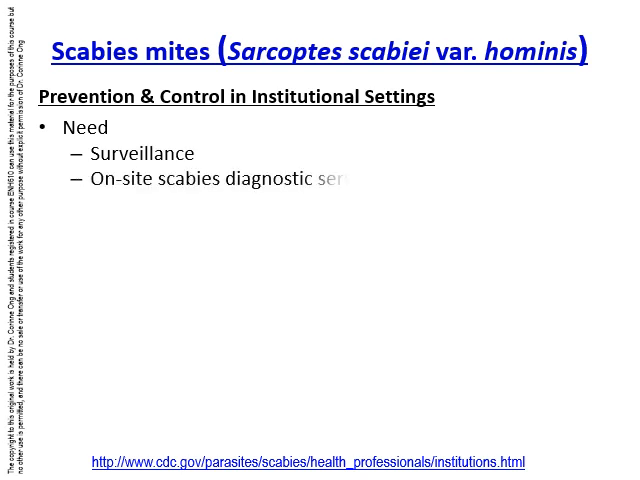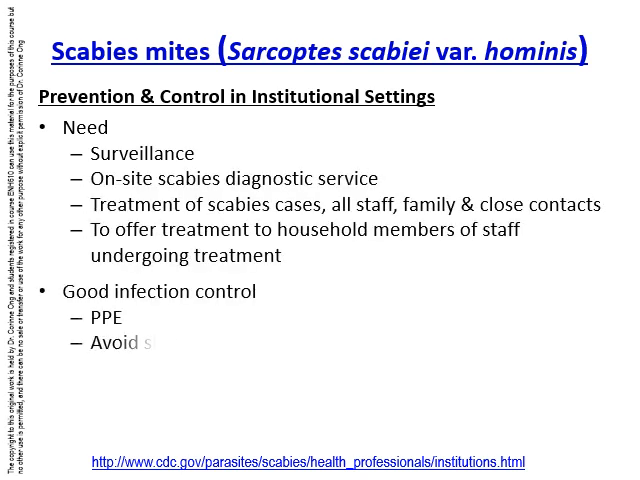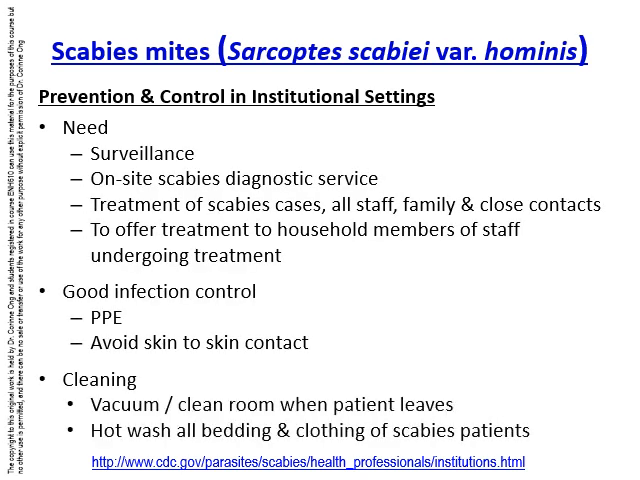When a scabies outbreak occurs in an institutional setting, several control measures need to be in place. This includes surveillance for new cases, provision of on-site diagnostic services, treatment of all cases, especially staff, their family, and close contacts. Infection control has to be present with PPE for healthcare workers who are in close contact with the case and avoidance of skin-to-skin contact. The room where the case was located needs to be cleaned thoroughly after they leave, and their bedding and clothing washed and dried using the hot cycle.